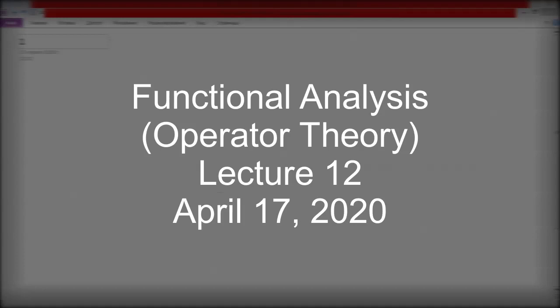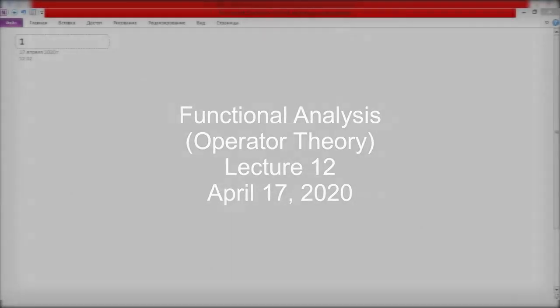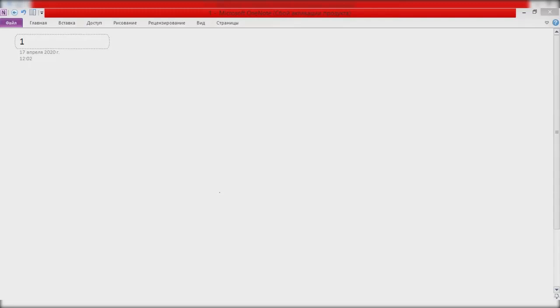Today, first of all, let's recall that at the previous lecture, we constructed the continuous functional calculus for normal elements in a C-star algebra. And today, our first goal will be to apply the functional calculus to the study of positive elements in C-star algebras.